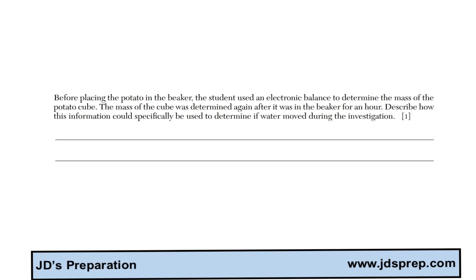The next problem reads, before placing the potato in the beaker, the student used an electronic balance to determine the mass of the potato cube. The mass of the cube was determined again after it was in the beaker for an hour. Describe how this information could specifically be used to determine if water moved during the investigation.